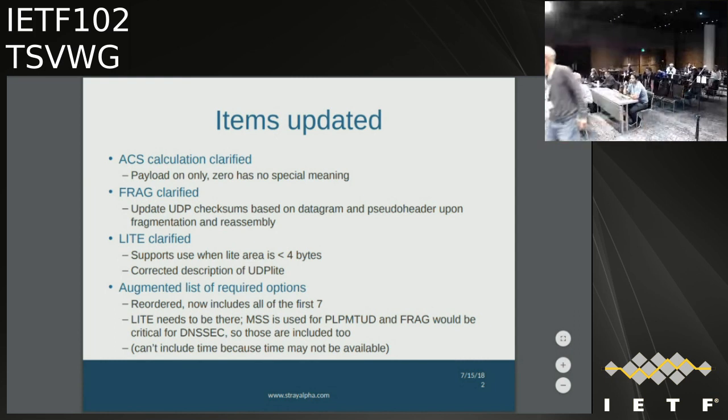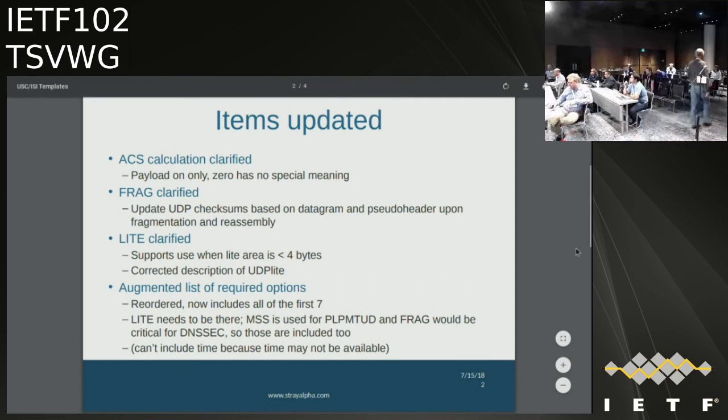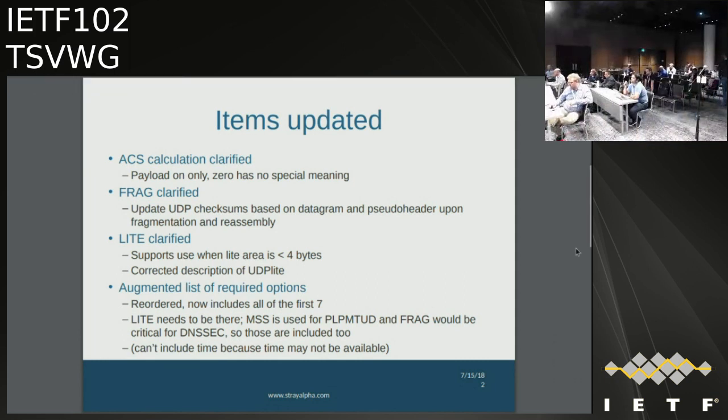The frag option's been clarified as well in terms of the UDP checksums based on the datagram and the pseudo header upon fragmentation and reassembly and all that. The LITE option's been clarified as well in the case when the LITE area is less than 4 bytes. Everything just slides forward. And we corrected the description of UDP LITE.